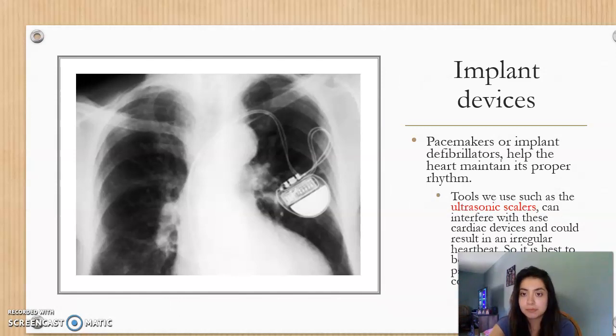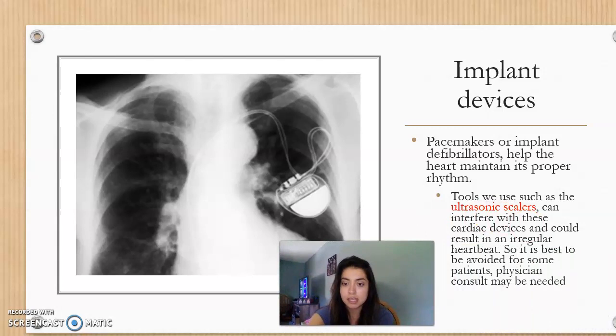Some patients may have implant devices such as a pacemaker or an implantable defibrillator, and this is what it looks like on a chest X-ray. What it does is help the heart maintain a proper rhythm. The tools that we use, such as ultrasonic scalers, can interfere with these cardiac devices and could result in an irregular heartbeat, so they are best avoided for some patients. A physician consult may be needed.